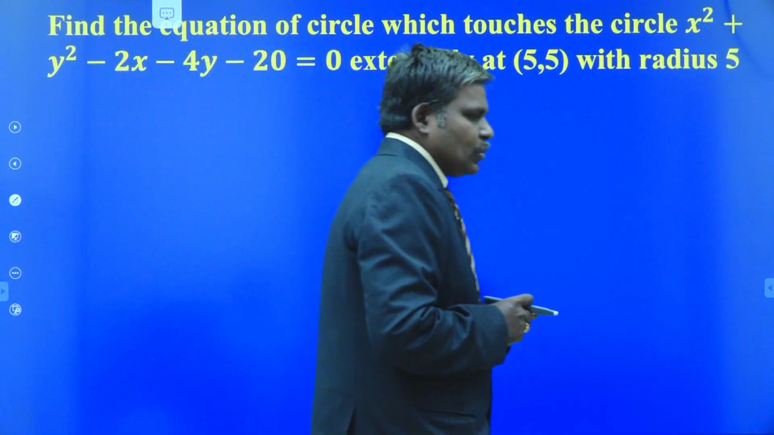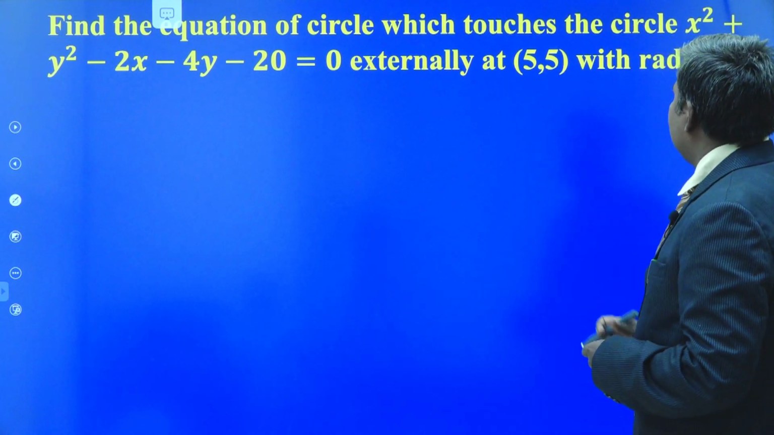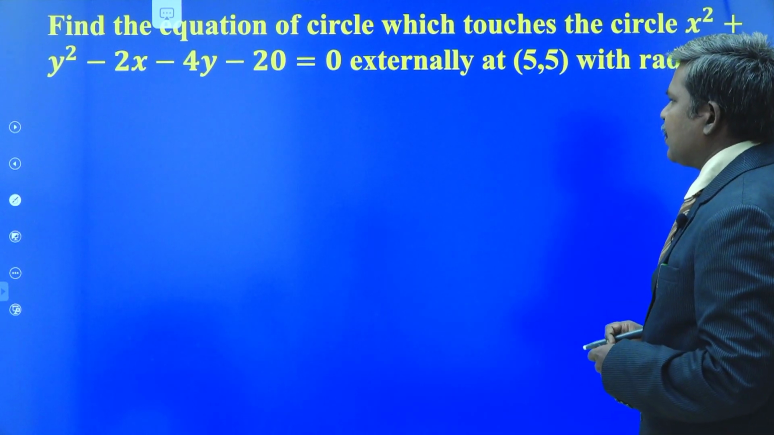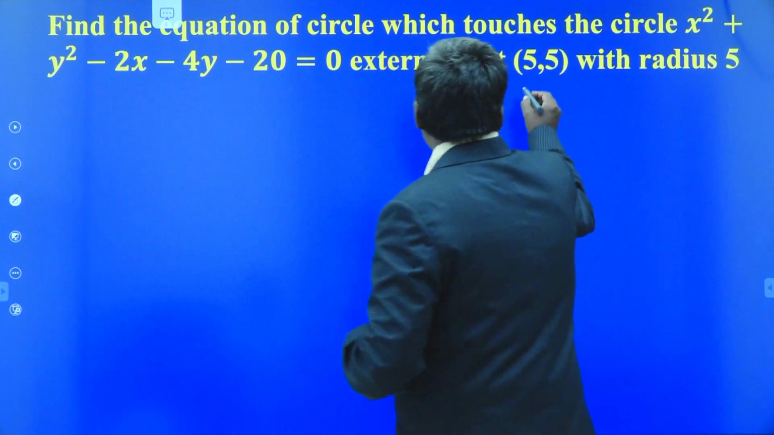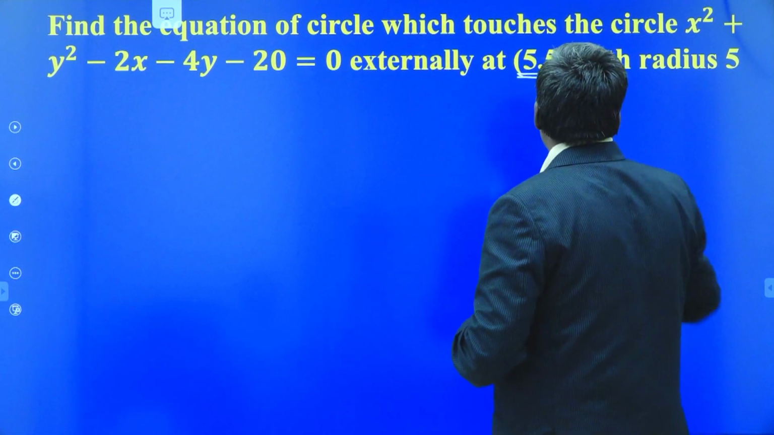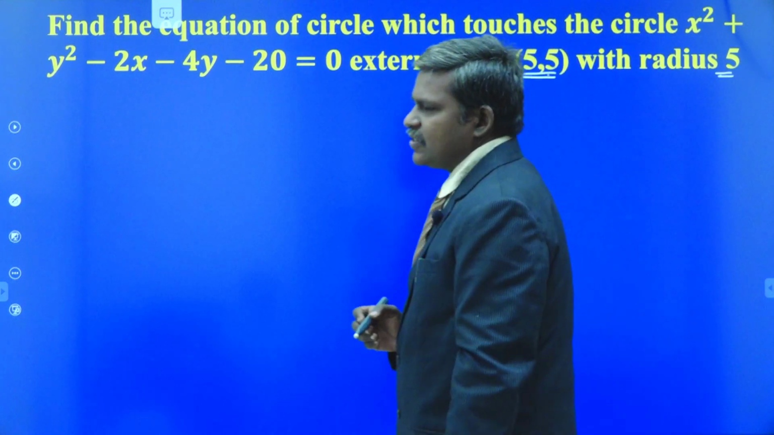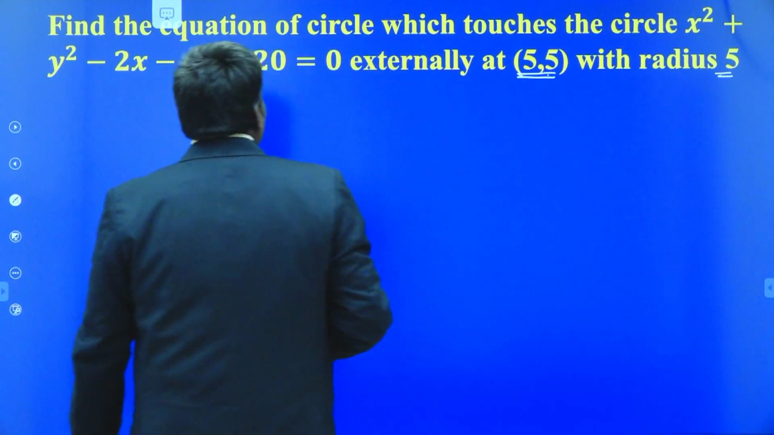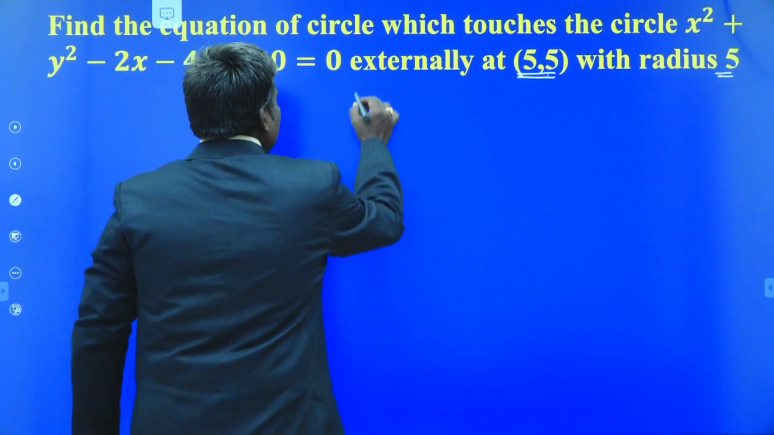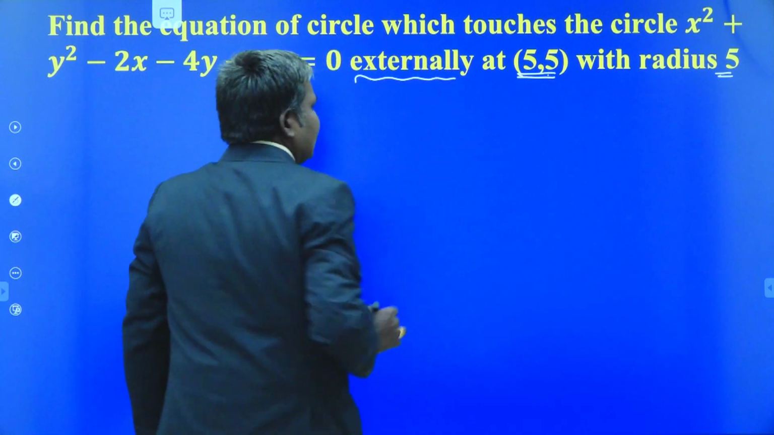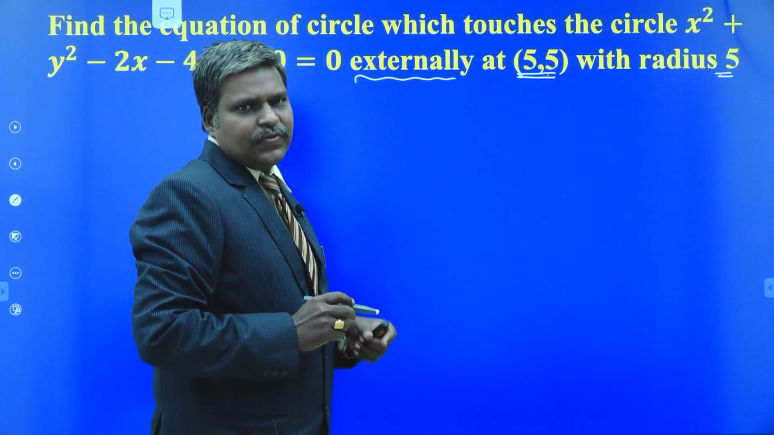See here, this is the question. Find the equation of the circle which touches the circle x square plus y square minus 2x minus 4y equals 20 externally at the point (5, 5) with radius 5 units. So we have to find the equation of the circle touching the given circle externally at that point (5, 5) having radius 5 units.